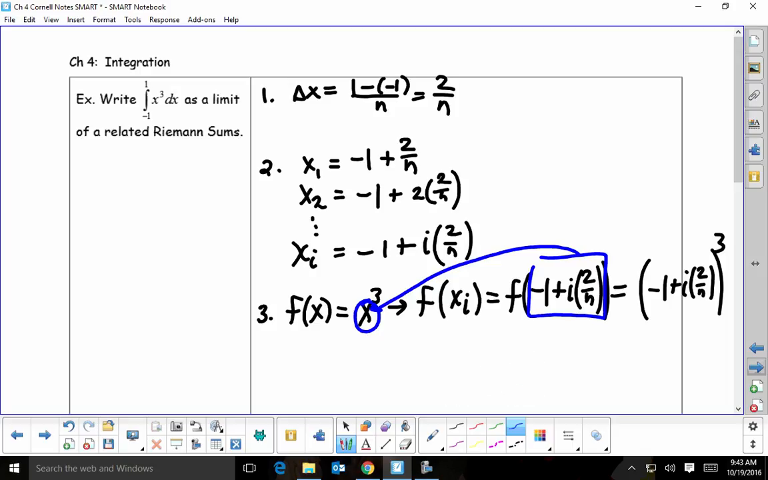And then the last step is now writing it. Limit as n goes to infinity. The summation.